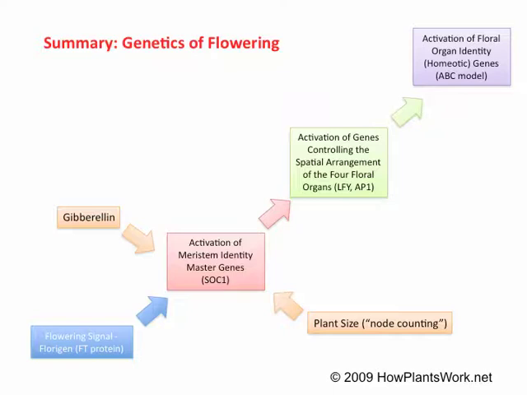Interestingly, there's a protein called FLC protein that is present in the meristems of many plants, and this protein actually blocks flower initiation.